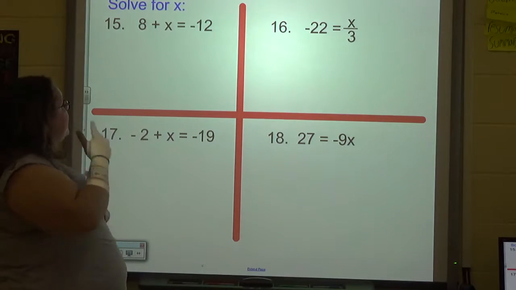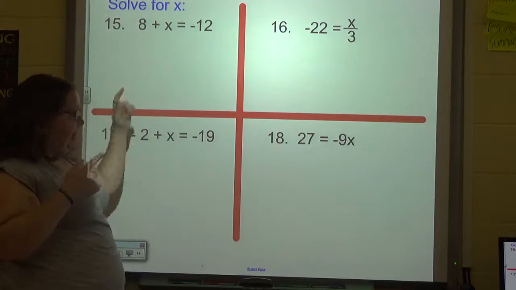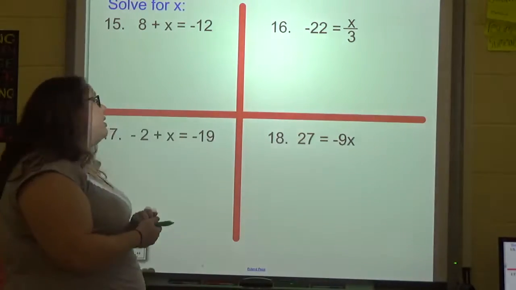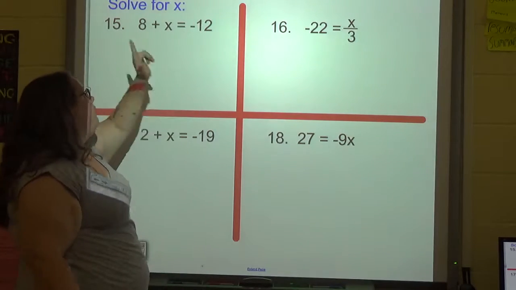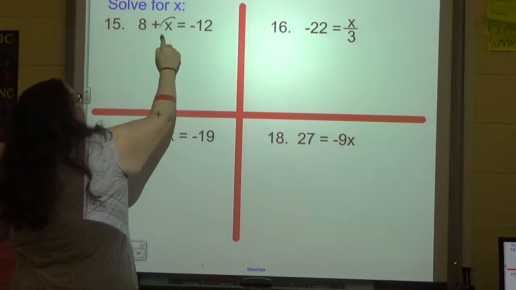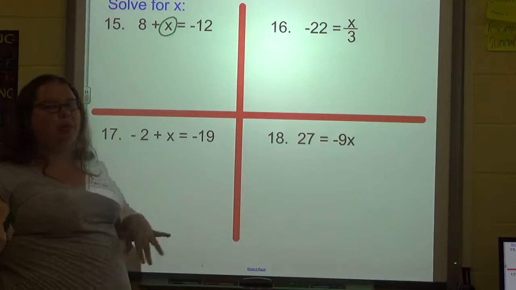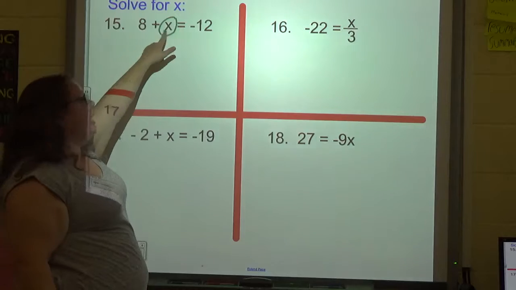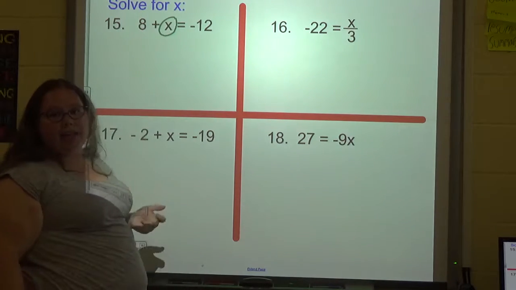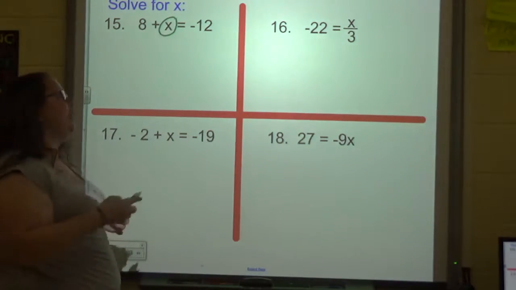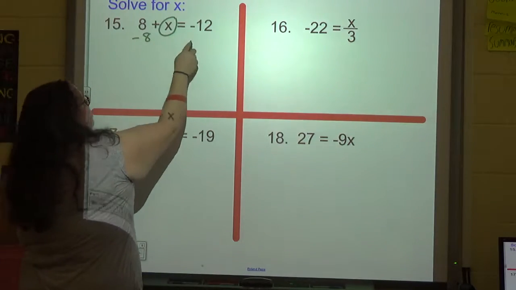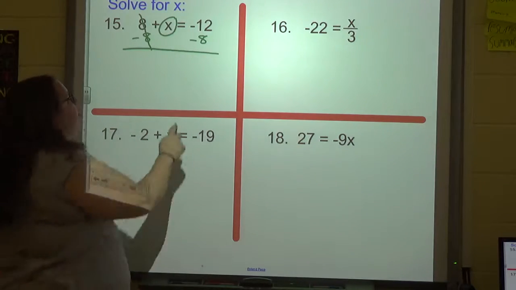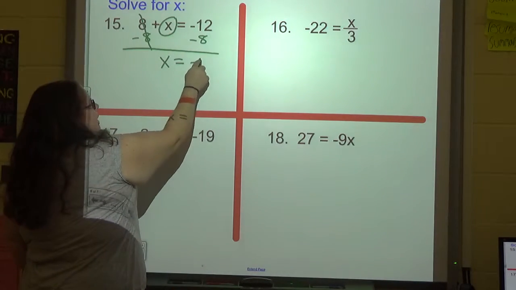So for number 15, think about what is happening between x and the other number on the same side of the equal sign. Some students try to move that 12. No, the whole idea is we want this x to be all by itself. We don't want anything else with it because we want to figure out what it equals. So what's near it? That 8. It's a positive 8. Opposite of plus is minus. So we subtract 8. 8's cancel to 0. X equals negative 20.